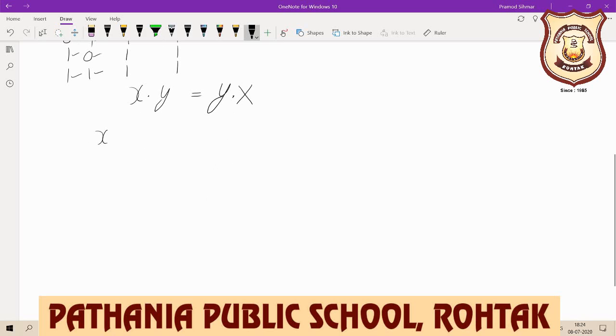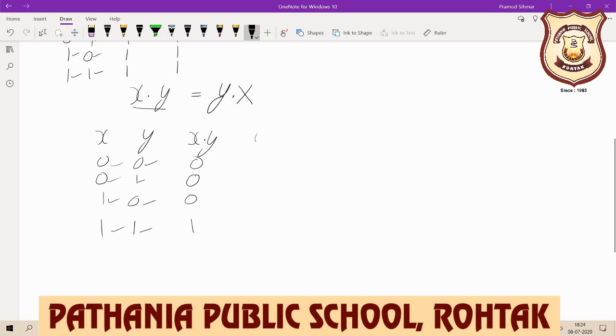So just write down x and y, two tables here first. After that, x multiply y. You can find out here 0 multiply 0, 0. 0 multiply 1, again 0. 1 multiply with 0, again 0. 1 multiply with 1, always 1.